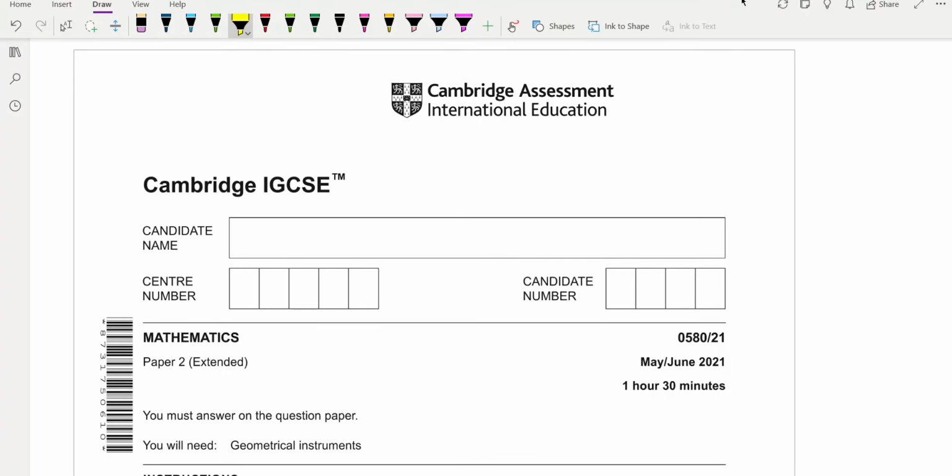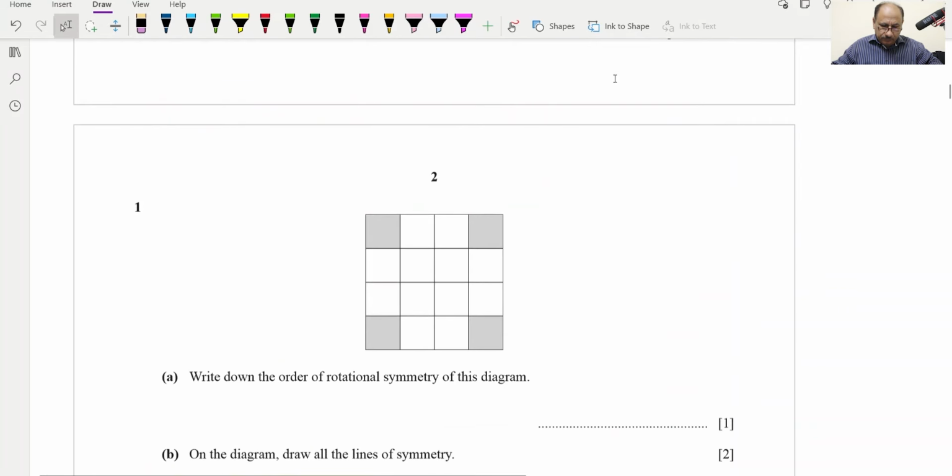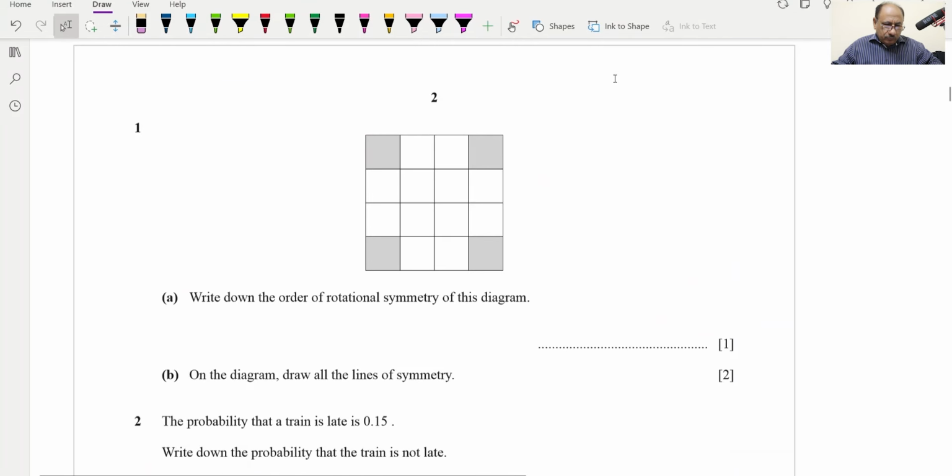Hello everyone, today we'll be going through IGCSE Mathematics Paper 2 Extended 0580 21 May June 2021. Let us move to question number 1. Question number 1 is about symmetry. Write down the order of rotational symmetry of this diagram.